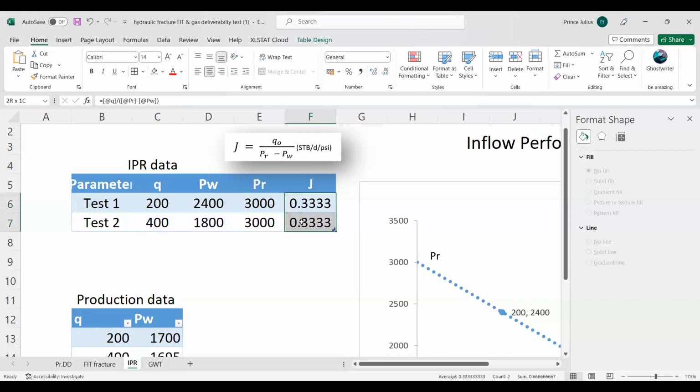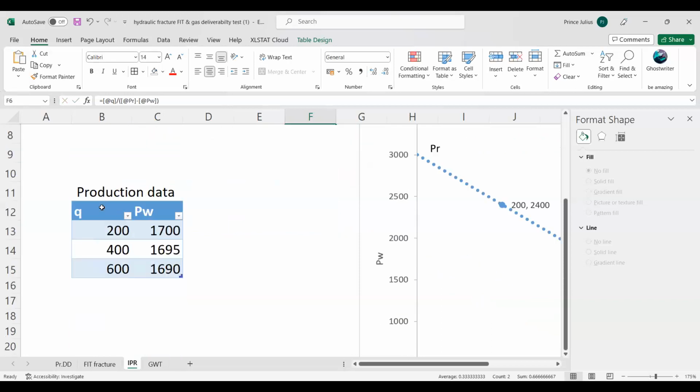And we got the productivity index for 2 points the same. That represents the slope is equal for the 2 points. Like the IPR slope is the same wherever you measure. So that is one thing. So right now we have gone with production data, like we have adjusted the tubing diameter and we got these 3 points.